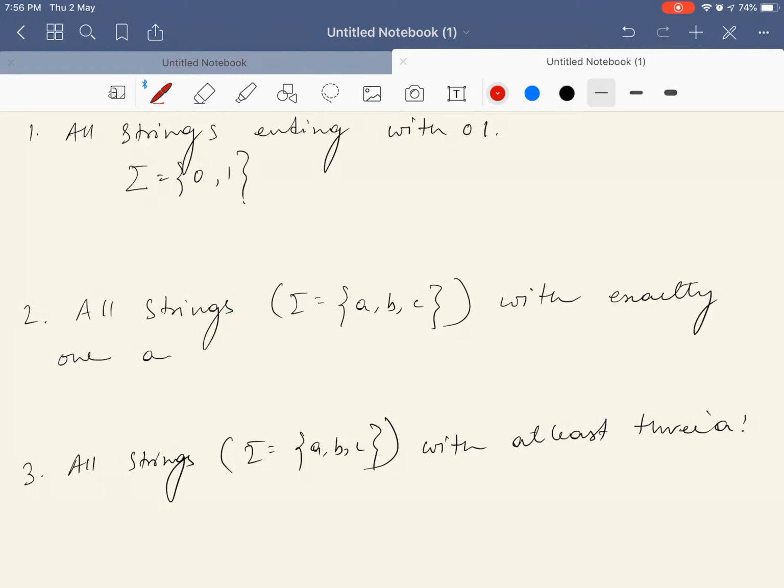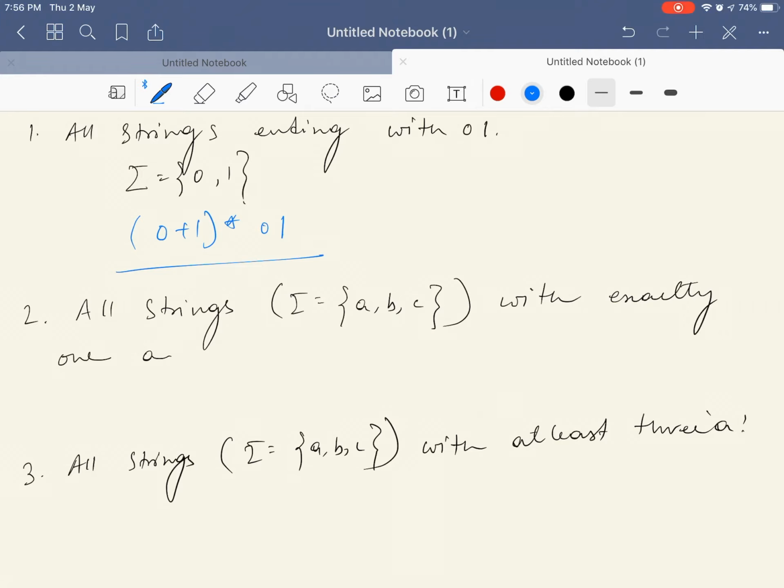So the first problem is all strings ending with 01. That means the strings can start with any combination, 01 or 1011 or 00, that doesn't matter, but it must end up with 01 in all cases. So the first strings may be anything, but the last two must be the combination 01. So how to confirm that the first part may be any string? That is simply by writing (0 plus 1) whole star, and after that it will end up with 01. So that is the answer.